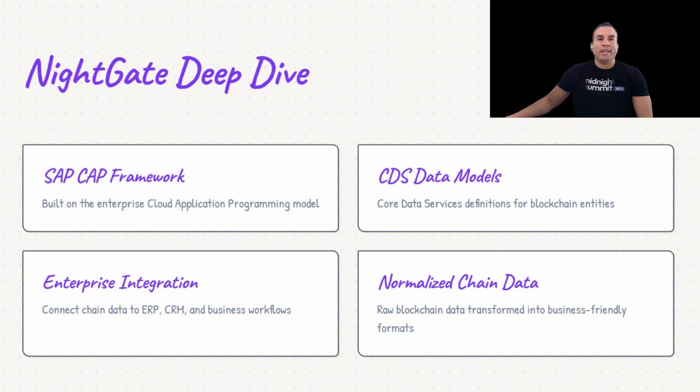The key value proposition is normalization. Raw blockchain data is messy. Binary encoding, nested structures, chain-specific formats. NightGate transforms all of that into clean, business-friendly data that your ERP, CRM, or analytics system can consume directly. Think of it as a translation layer between blockchain and enterprise IT.